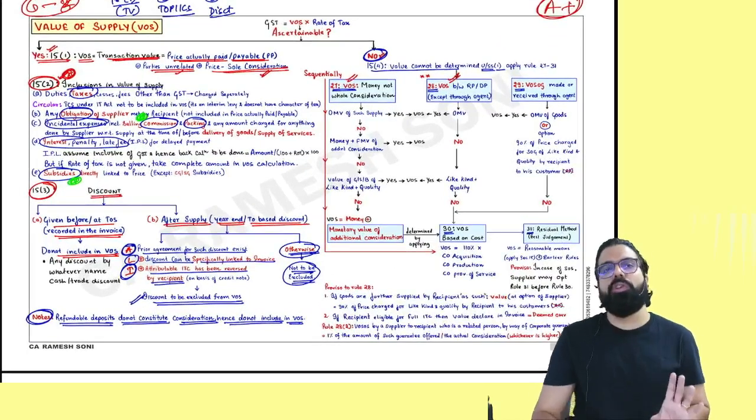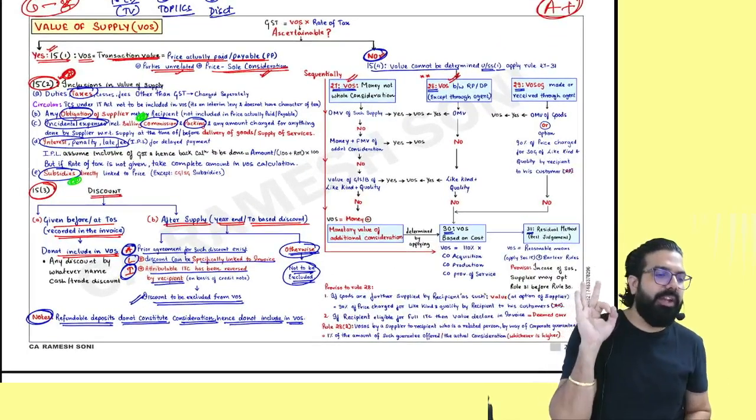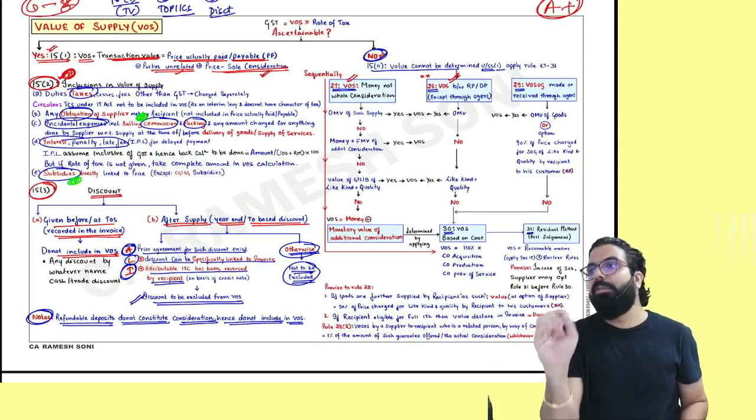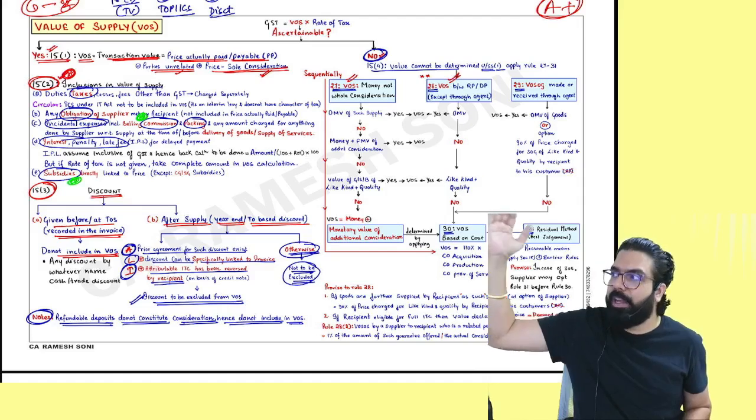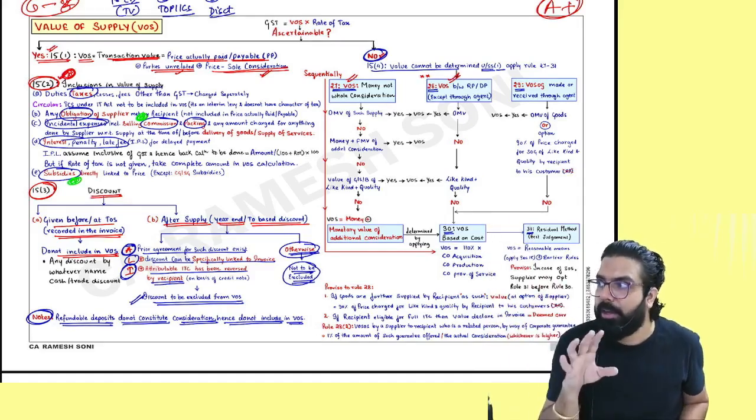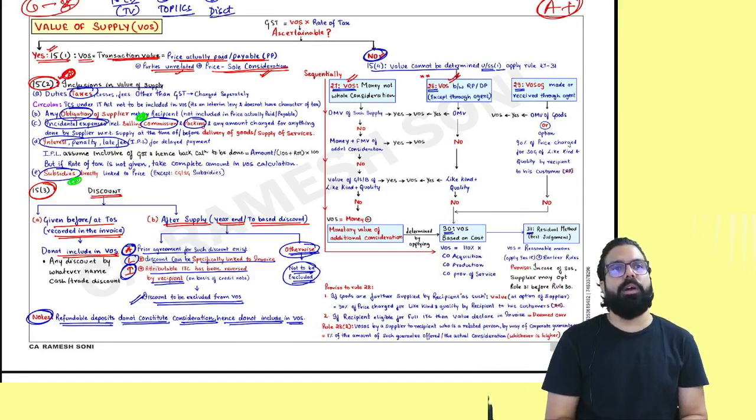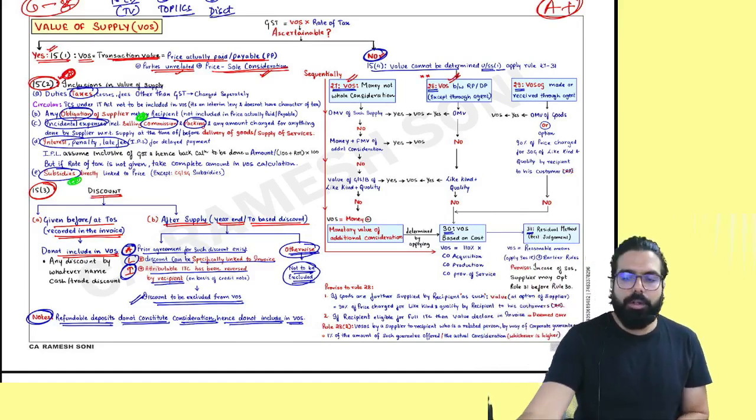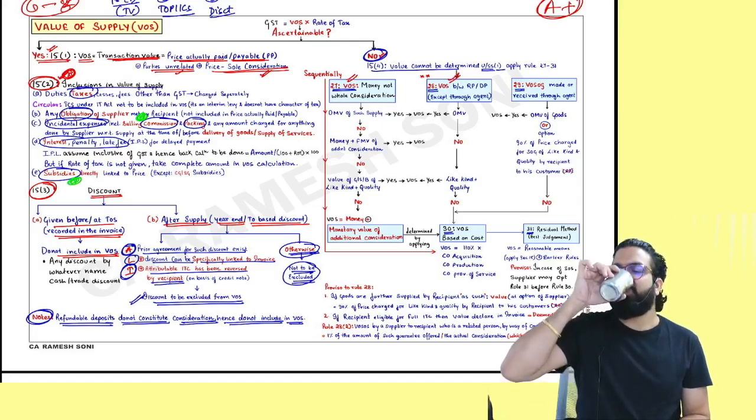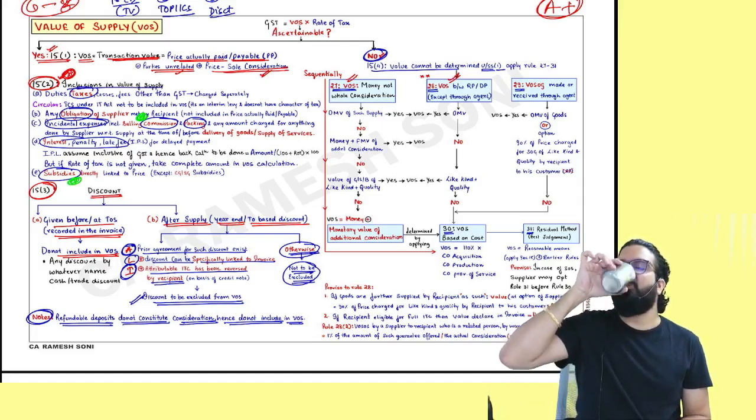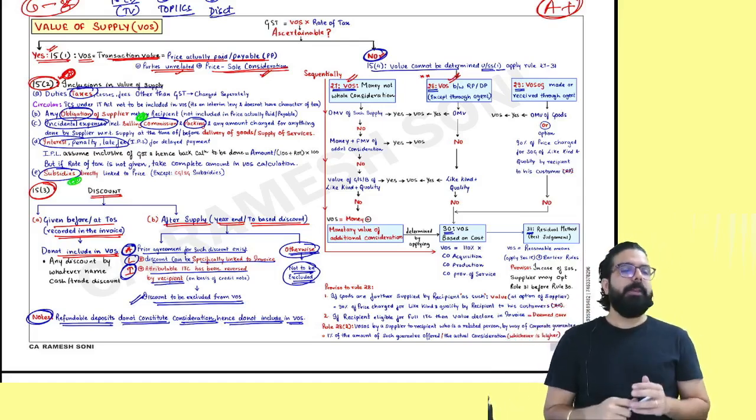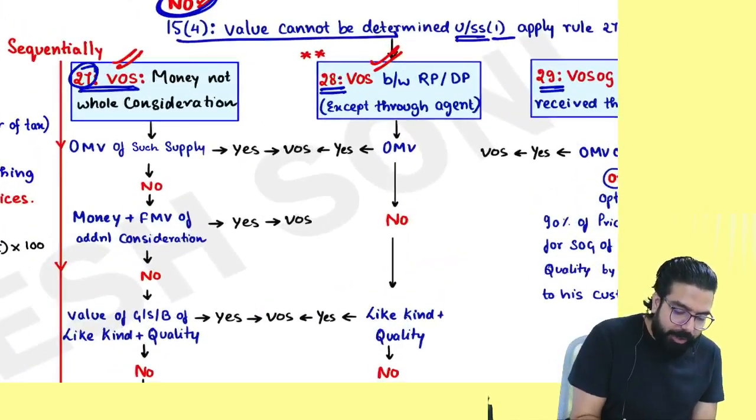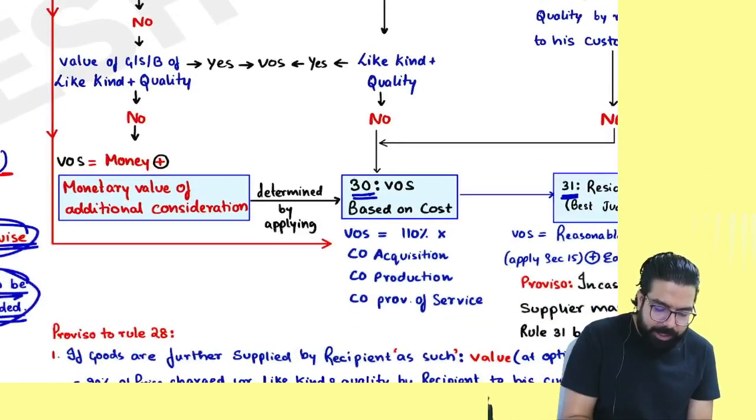Section 15(4) goes ahead and says, people, whenever value cannot be determined under section 15(1), meaning transaction value cannot be taken, please go ahead and take what, everyone? 15(4) says, please apply the valuation rules. Valuation rules 27, 28, 29, 30 and 31.